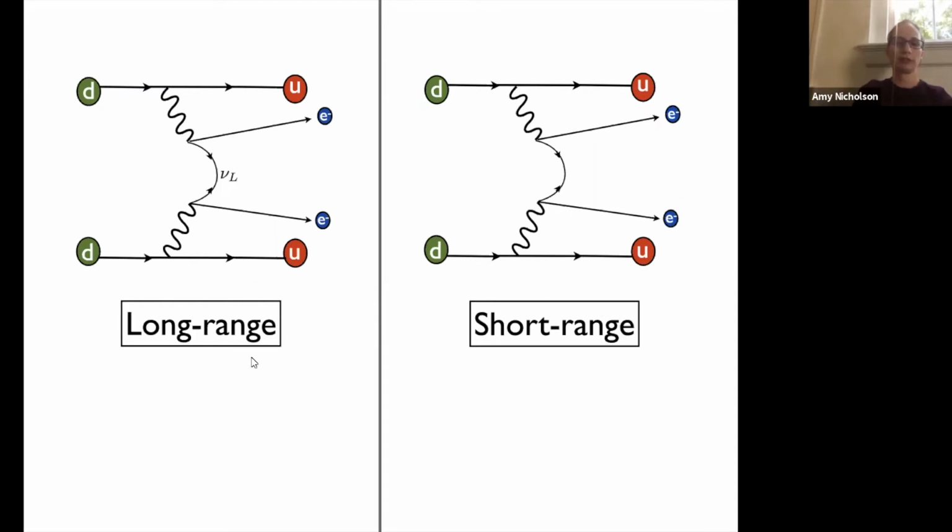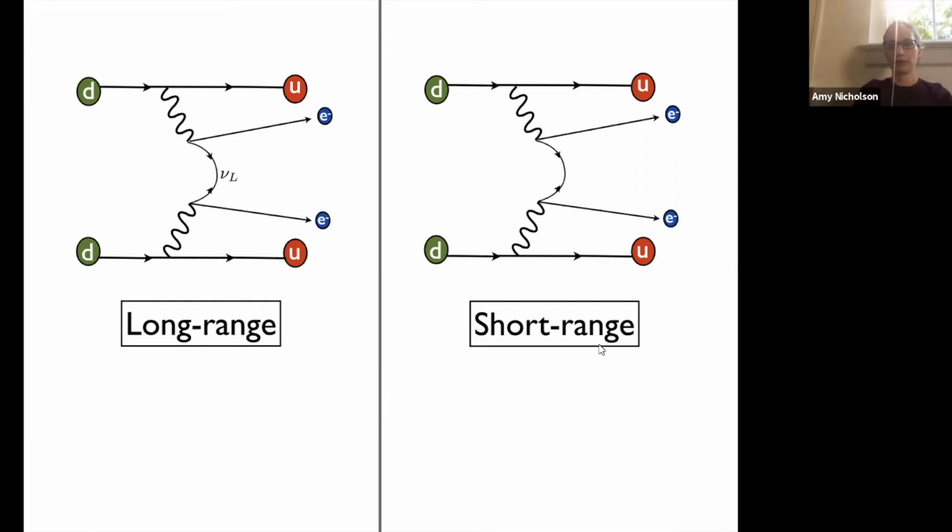By long range mechanisms, I mean this light neutrino exchange diagram that is typically used for these calculations. The reason I say it's long range is because the neutrino is very light. So according to the uncertainty principle, the neutrino can propagate for long times and therefore long distances. And so it can potentially propagate across the entire length of the nucleus before being absorbed again. So the long range is referring to just what's going on in the middle here.